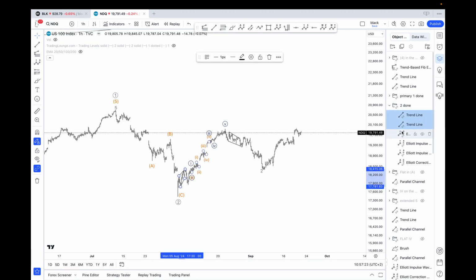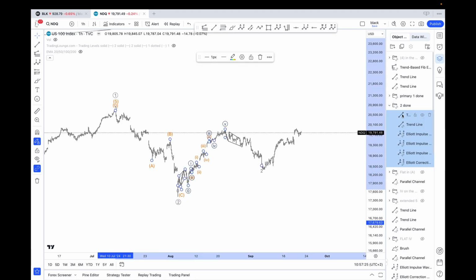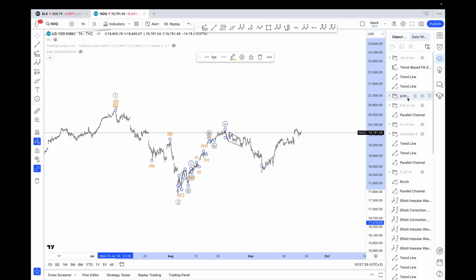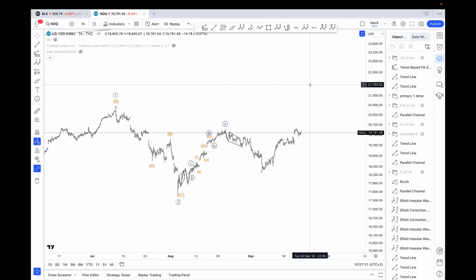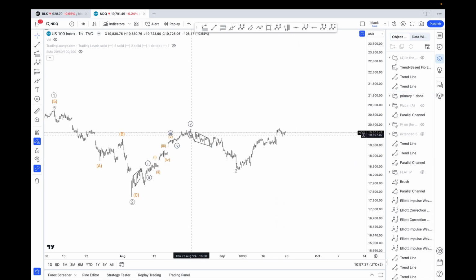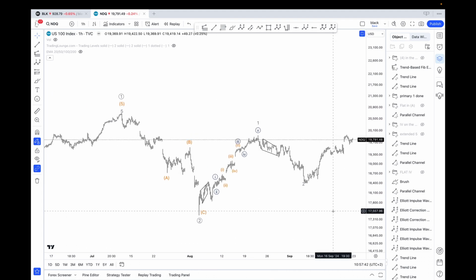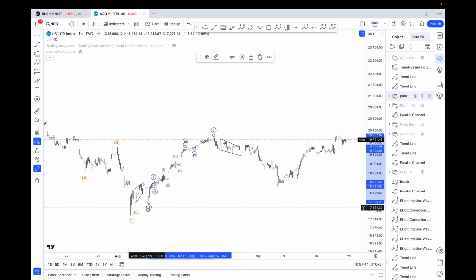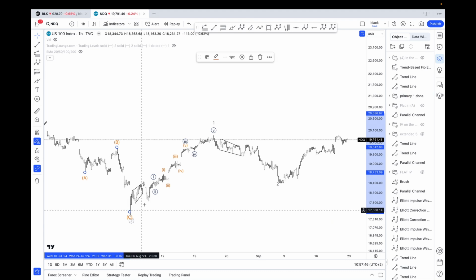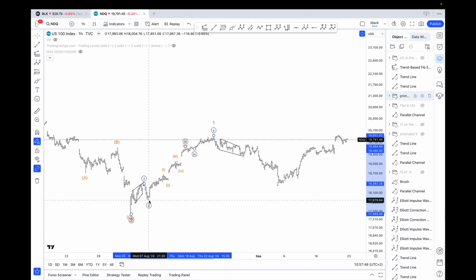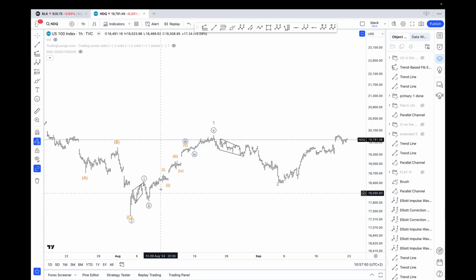I should probably put these in here. Yes, which I just did. Okay, so as you can see here, you may not see it. So here we have a problem, which is what I stated previously: counting 5 waves in here. Say you have a 1, 2, 3, 4, 5.